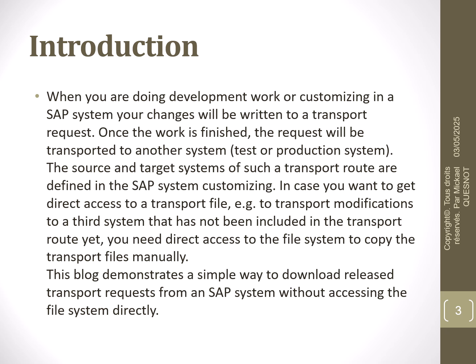In case you want to get direct access to a transport file, for example to transport a modification to a third system that has not been included in the transport route yet, you need direct access to the file system to copy the transport file manually. This blog demonstrates a simple way to download and release a transport request from an SAP system without accessing the file system directly.